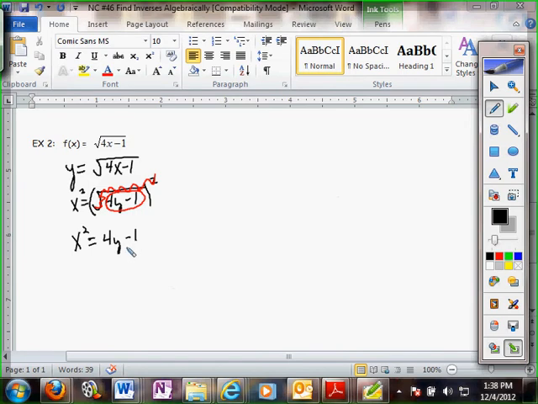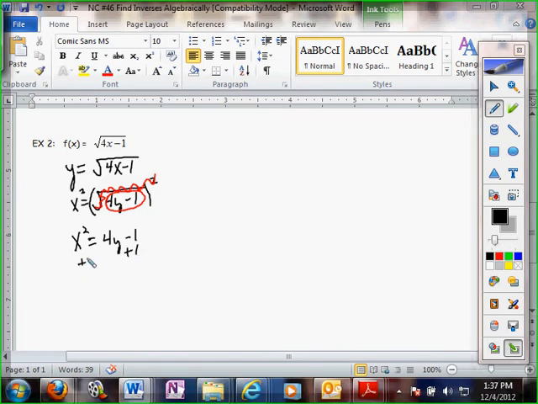Okay, still solving for y, so I want to add 1 to each side. And I get x squared plus 1 equals 4y divided by 4. And I get that y is equal to x squared plus 1 over 4. And because it's a quadratic, no need to put it in y equals mx plus b format. Those are only for linear functions. This is your answer. This is your inverse. Done there.